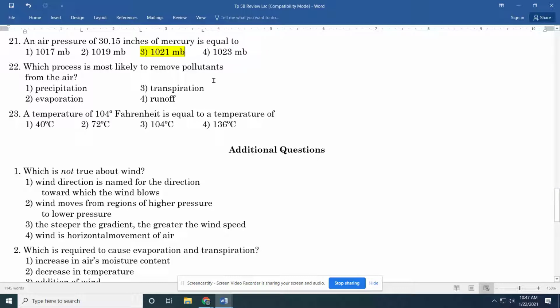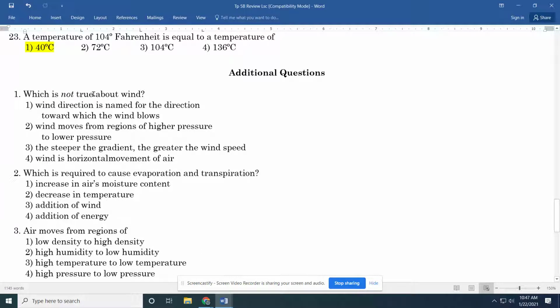Which process is likely to remove pollutants from the air? Precipitation, because it washes out all the condensation nuclei, which are often particulates of pollution. A temperature of 104 Fahrenheit is equal to a temperature of 40 degrees Celsius, on page 13 again. 37 is your body temperature, so that's right around 100. So just a few degrees warmer than that. That's how I knew that one off the top of my head. It's a little easier than the inches of mercury.